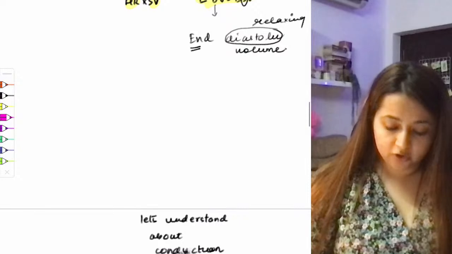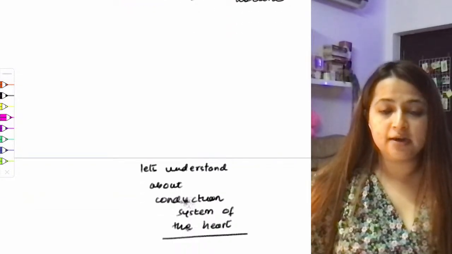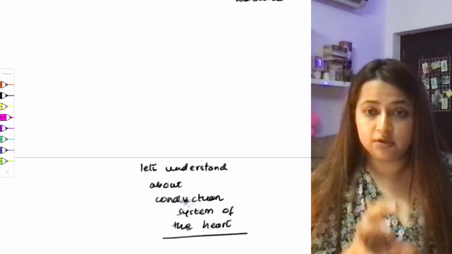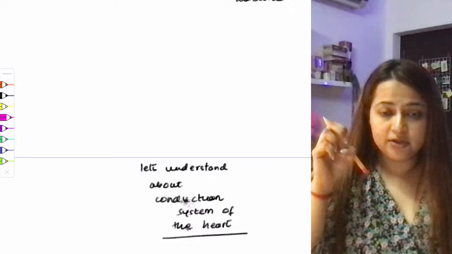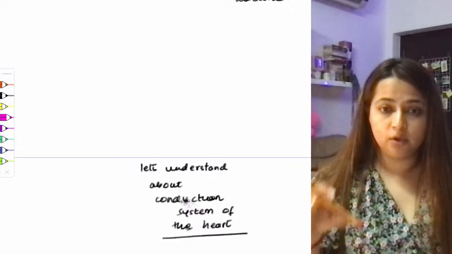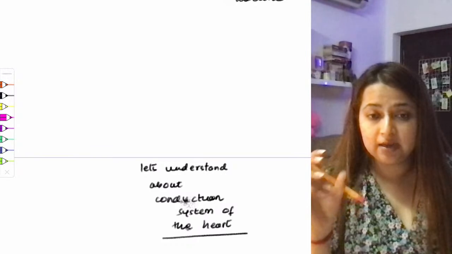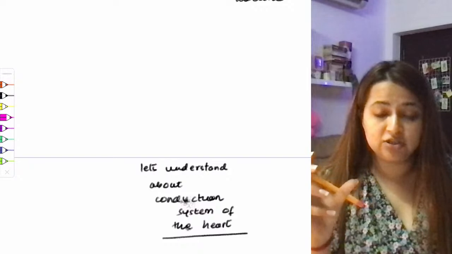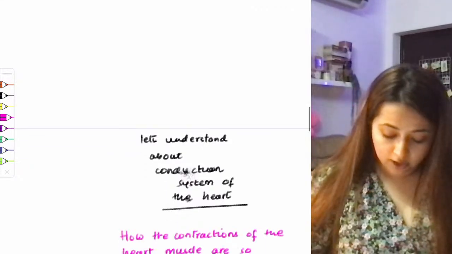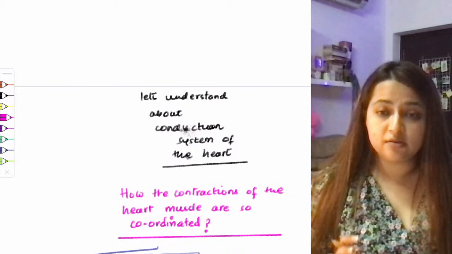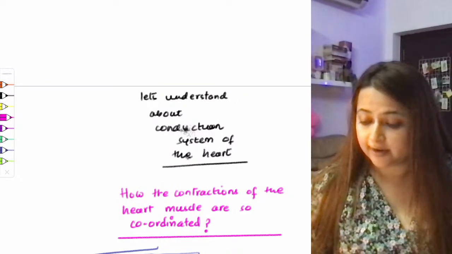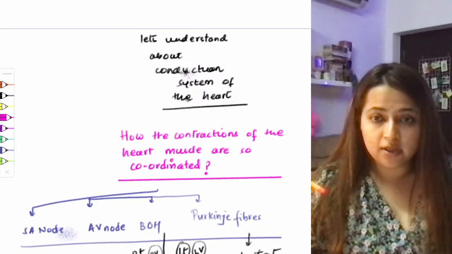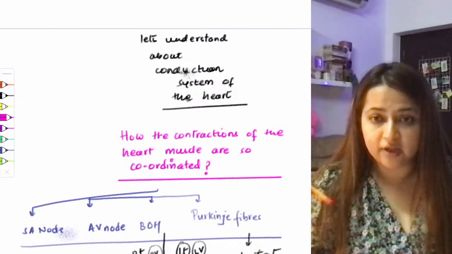All right. Moving on. Now let us understand the conduction system of the heart. There is initiation of the heartbeat, and there is impulse conduction in the heart. How are the atria and the ventricles able to have synchronized conduction and contraction? How is the contraction of the heart muscle so coordinated? This is what we are trying to understand. We have specialized structures: SA node, AV node, bundle of His, and Purkinje fibers.